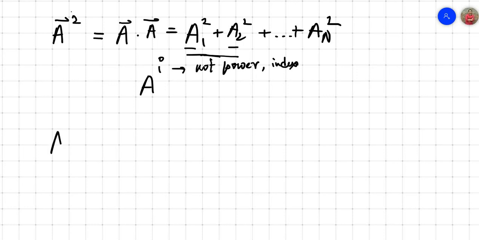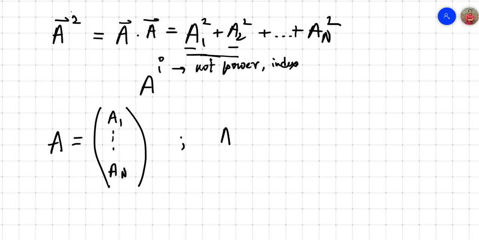And so if we have a vector A, and if we write it as the column matrix, then we write it as a1 up to a n. But now one of its components will be denoted by writing a^i in the superscript. So i can be 1 up to n.